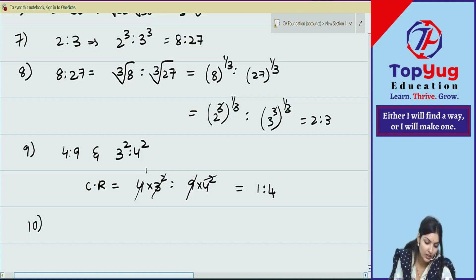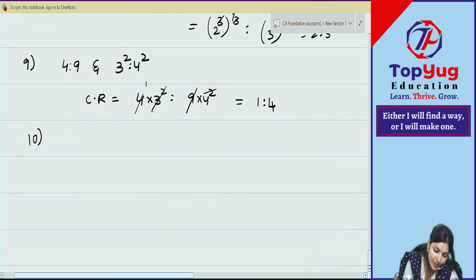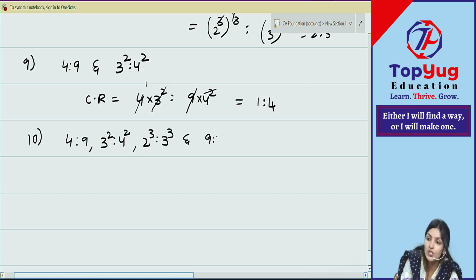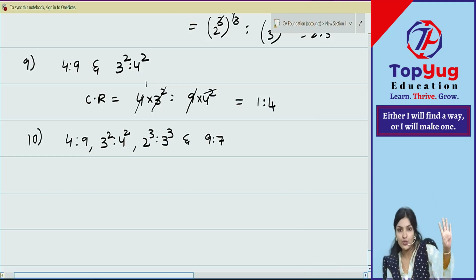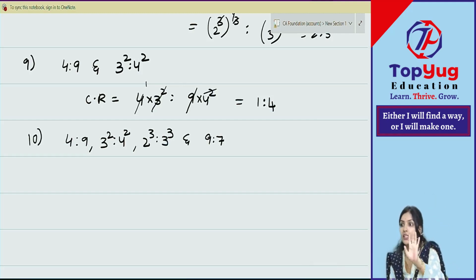10 to 1. The ratio compounded of 4 is to 9. Now the second one is duplicate ratio of 3 is to 4, means 3 square is to 4 square. Triplicate ratio of 2 is to 3, means 2 cube is to 3 cube, and 9 is to 7. 4 ratios are given in which the one is duplicate and the other one is triplicate. Remaining two are as it is.